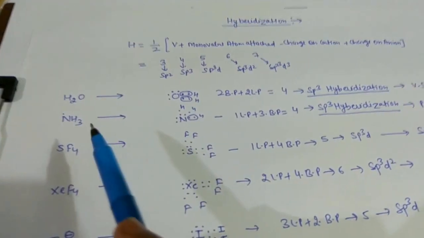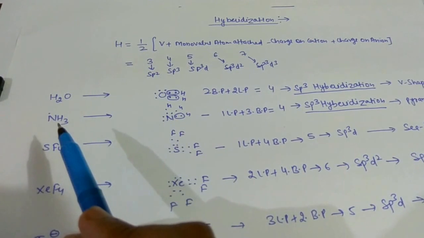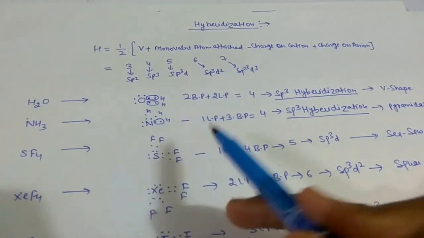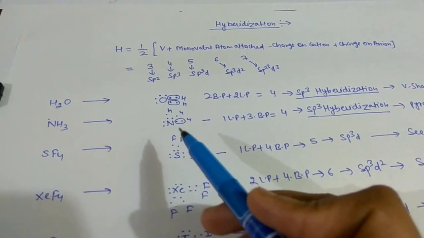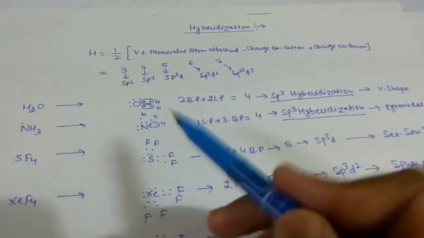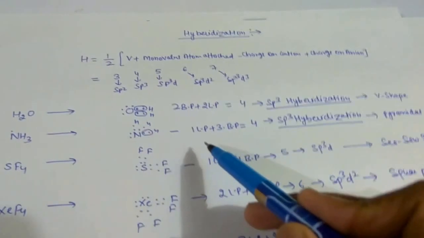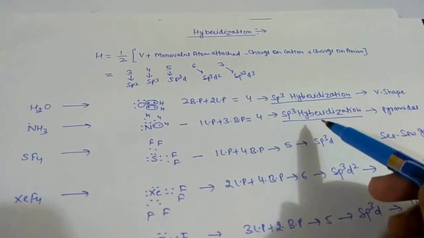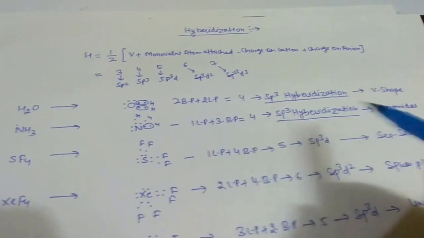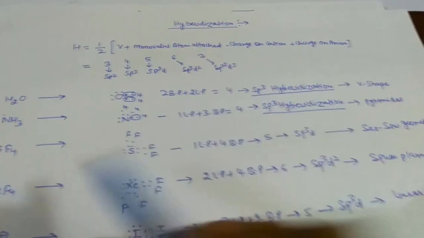Similarly, for ammonia, how many valence shell electrons does it contain? In nitrogen there are 5 valence shell electrons, 2, 4, and this is 5. With 3 hydrogens, this is a bond pair, this is a bond pair, and this one is also a bond pair. So 1 lone pair plus 3 bond pairs, that is total equals 4. sp3 hybridization with 1 lone pair, the structure should be pyramidal, so ammonia has pyramidal geometry.